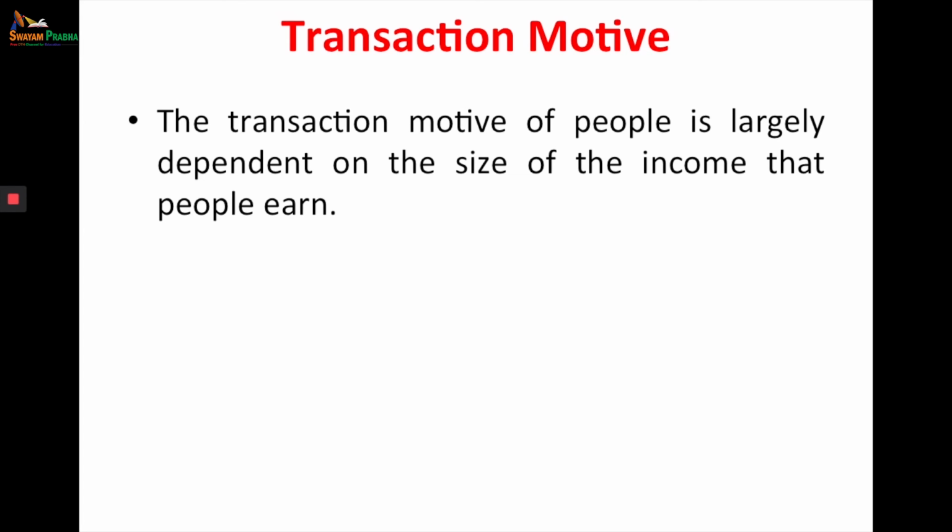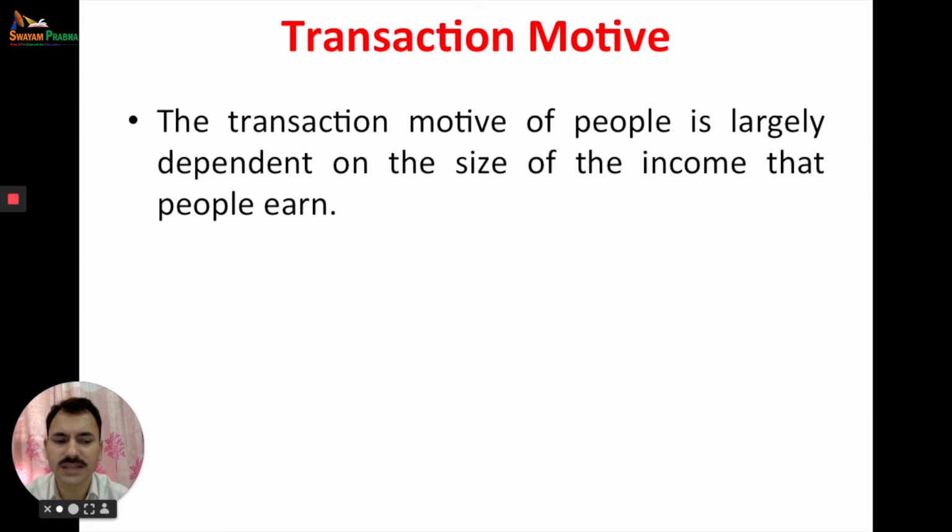Transaction motive of the people largely depends on the size of income that people earn. It directly depends upon the income level. Higher the level of income, the transaction motive will be high. Rich people will keep more money as compared to the poor people. If your income is less, then you will keep less transaction motive. Poor people have less demand for transaction motive as compared to rich people.